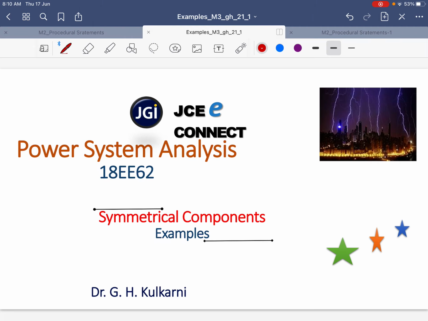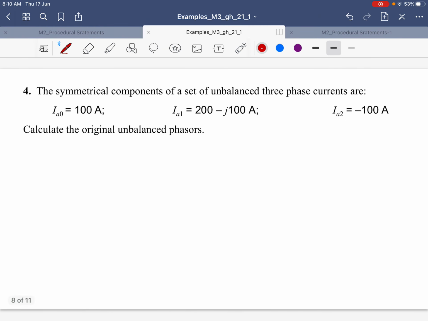We'll solve some more examples on symmetrical components. The fourth example: the symmetrical components of a set of unbalanced three-phase currents are given. Here, you are given the symmetrical components and asked to calculate the unbalanced phasors, that is IA, IB and IC.